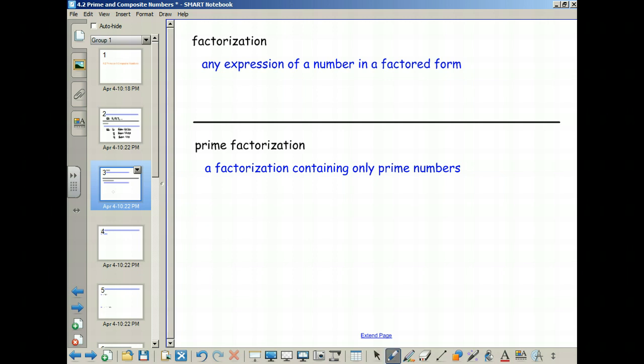Give me a factorization for 12. 4 and 3. So 4 times 3 would be a factorization for 12. Is it the only factorization for 12? No, what else could I do? 2 times 6. 1 and 12. Sure, I could do 1 times 12.